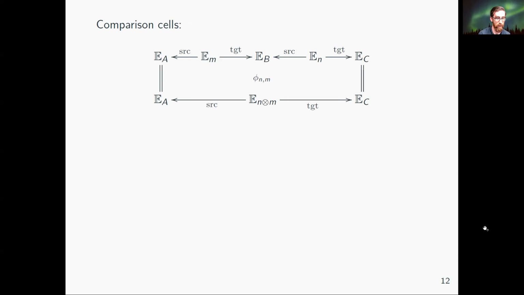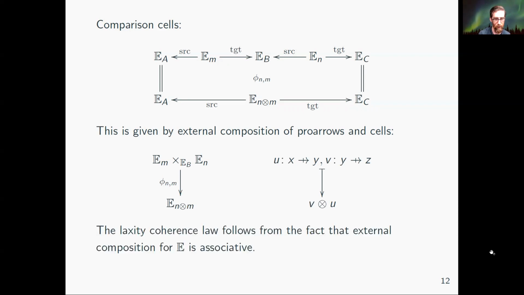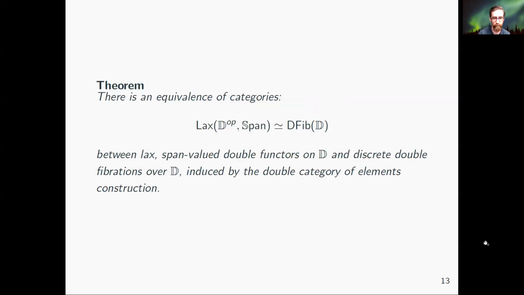So recalling that the composition in spans is given by pullback, what we really want is just a function from the pullback of the fibers to the fiber over the composition. And this is given by external composition from the double category E. Now this is great. This gives us a genuine lax functor. And moreover, this is a pseudo inverse for the elements construction in that there's an equivalence of categories between lax span valued functors and discrete double fibrations over D.